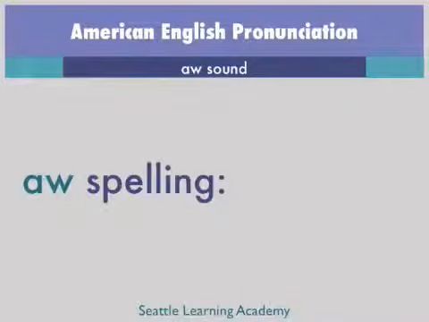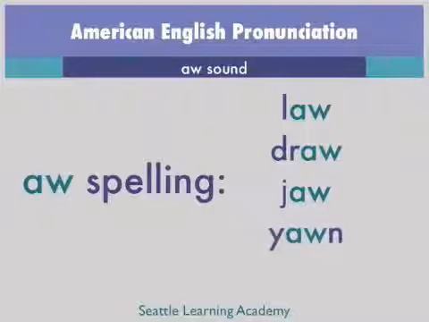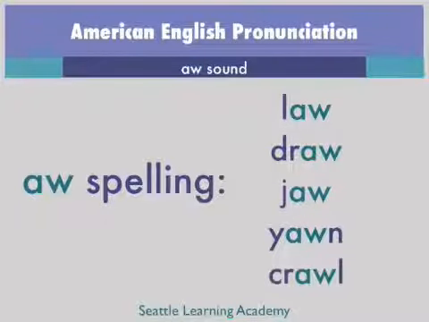Listen for the AW sound, aw, in each of the following words. All of these words are spelled with the AW. Law, draw, jaw, yawn, crawl.